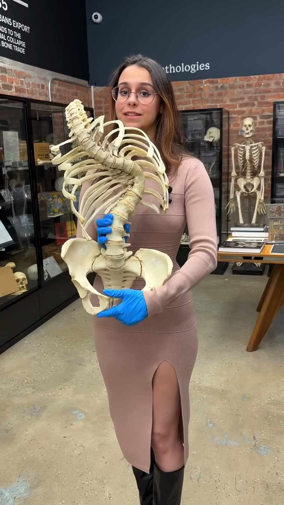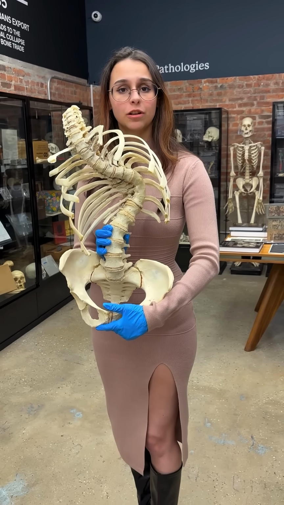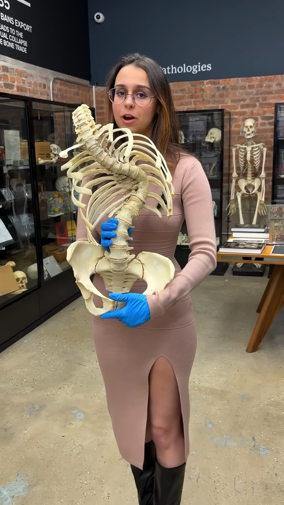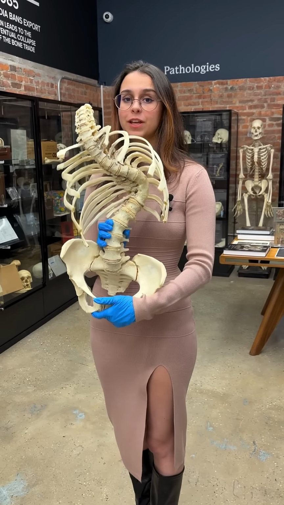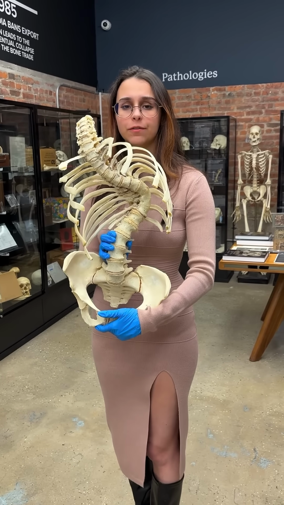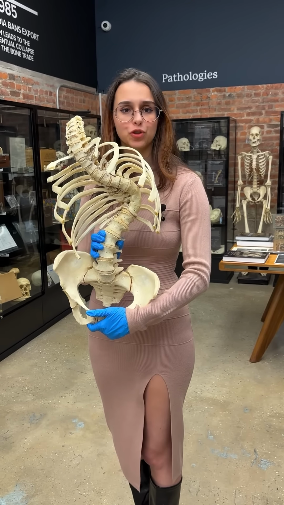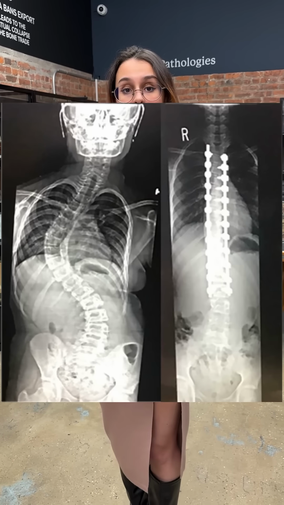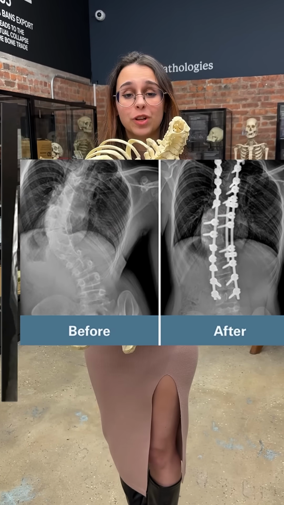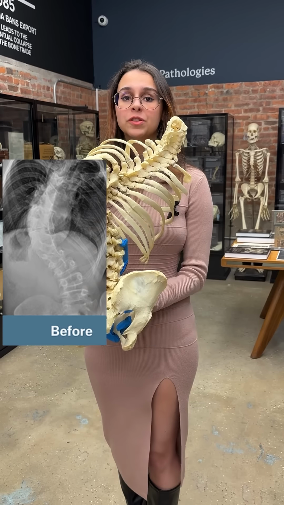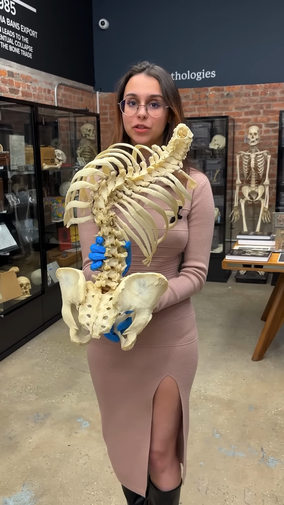Now, scoliosis this severe would put a lot of pressure on the internal organs and the lungs, most likely causing respiratory issues. Typically for cases like this, the only way to fix the curvature would be with a very, very intense surgery called a spinal fusion. The surgery would involve titanium rods being placed along the spine and then drilled into the vertebrae. The ribs would also need to be cut and reset in place as well.